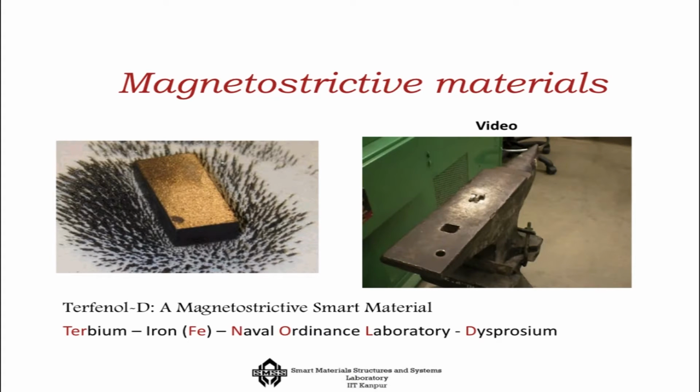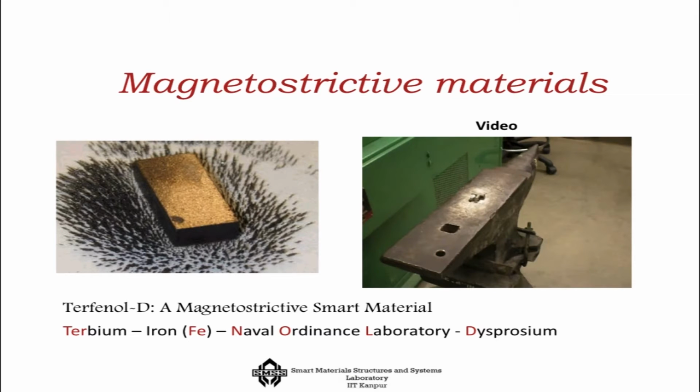And the second part, the strictive part in magnetostrictive materials, essentially refers to the fact that the material can respond to the change in the magnetic field. So that's what the strictive refers to.